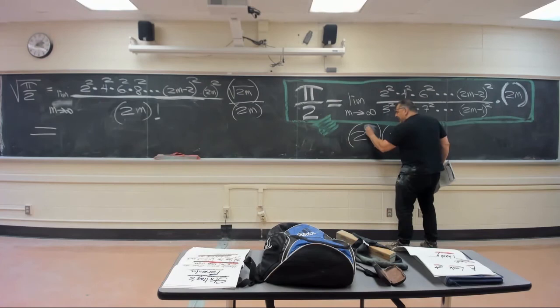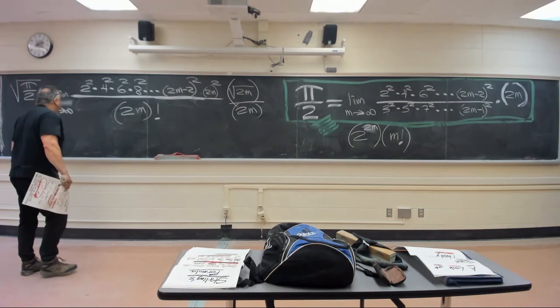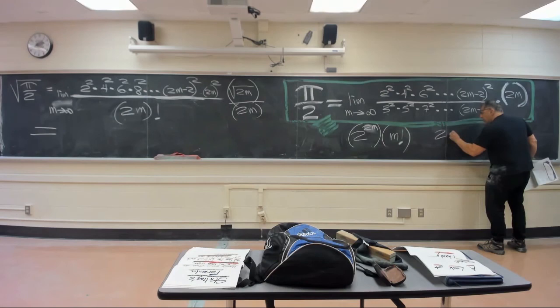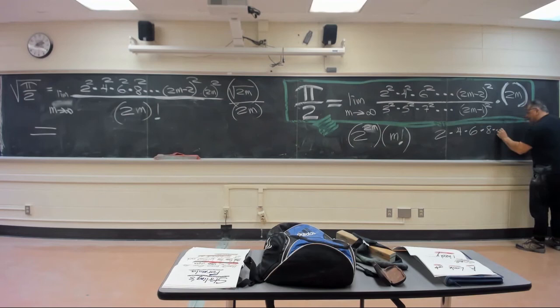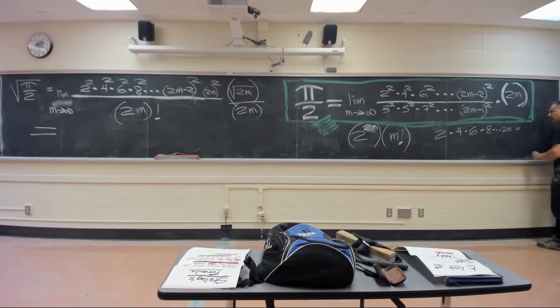Here's where it can get messy. Be careful. 2m, what's going on here? What are you talking about? I'm talking about if you had just 2 times 4 times 6 times 8, dot, dot, dot, times 2m, right? And there's m of them, so m equals 1 all the way to m. If you got that, is that the same as, can you pull a 2 out of here and get 1?